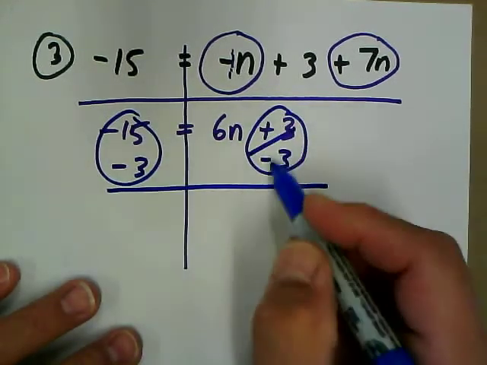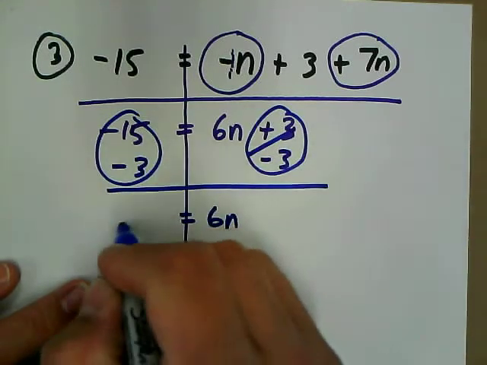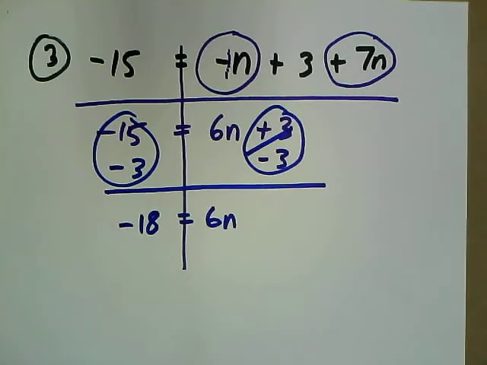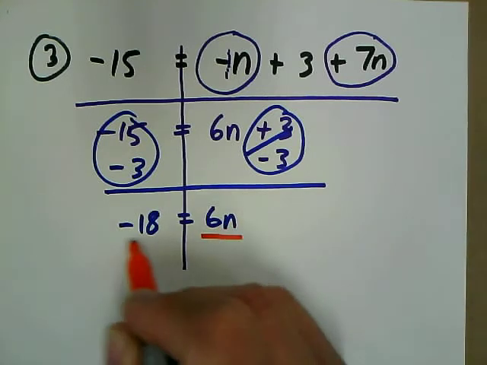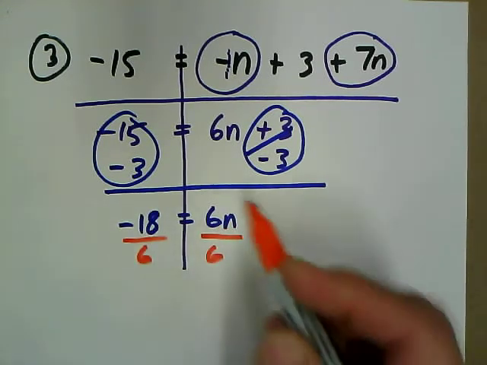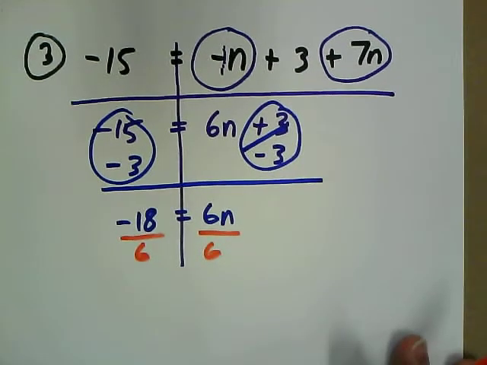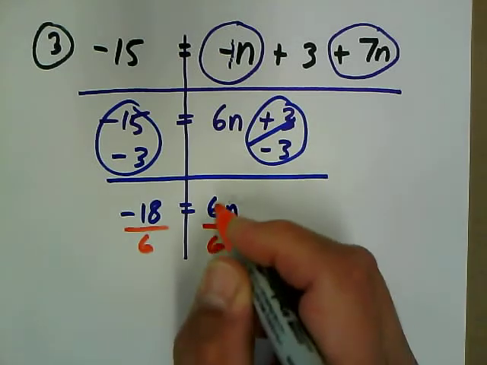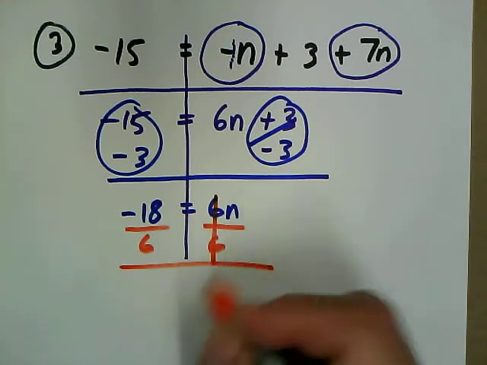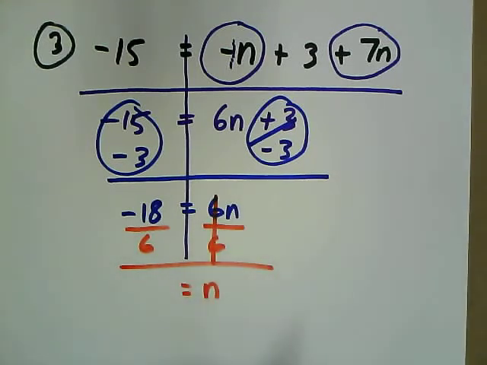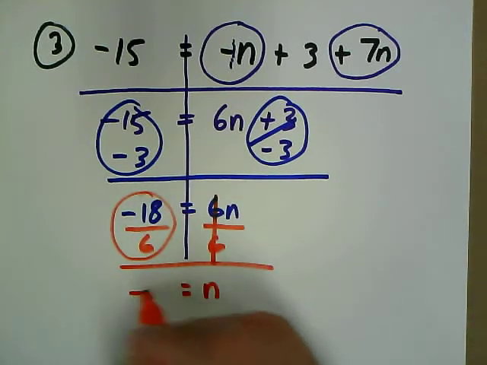Our opposite operations, our plus and minus disappear. We're left with 6n. And -15 minus 3 is -18. And our final step is get rid of this multiplication, so we will divide. And you'll note that pretty much it'll be division at the end. We'll mostly get rid of fractions if we can before we get to this point. But some problems you don't. Our 6's our opposite operation, our times and divide go away. And we are left with n, and -18 divided by 6 is -3.